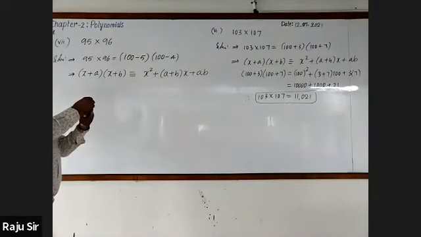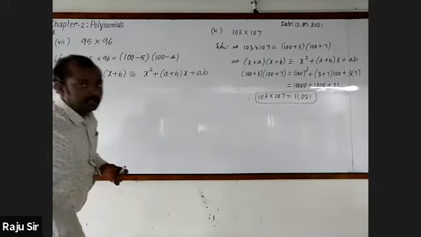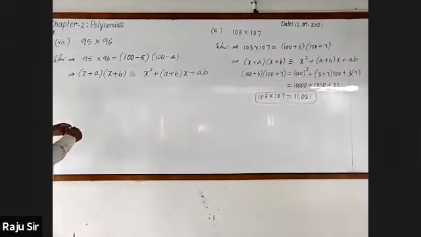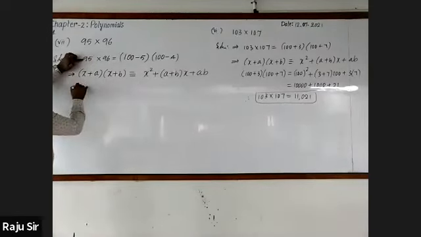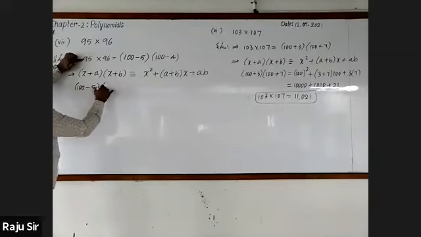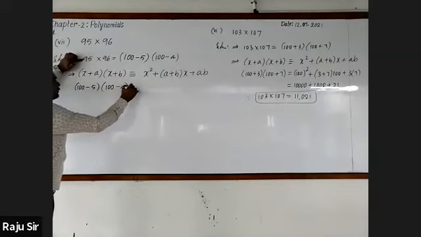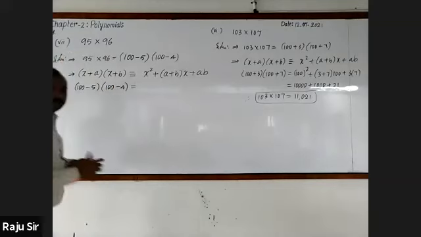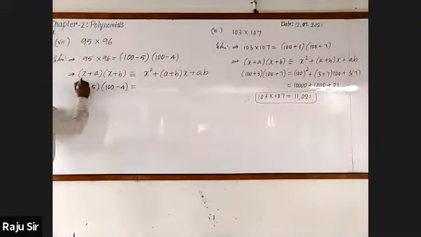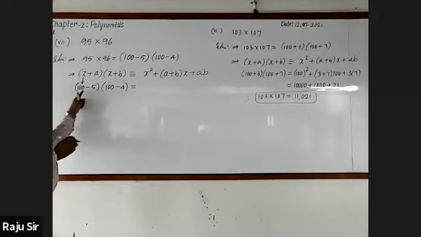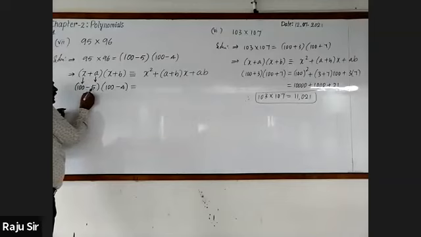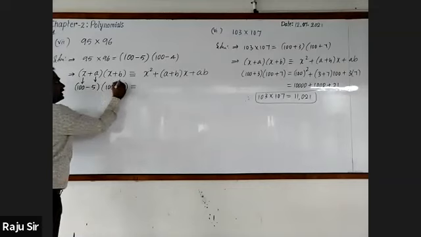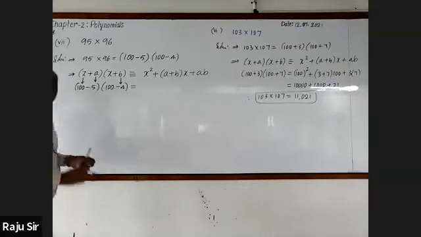Next, let us write the given statement, that is 95 into 96 as 100 minus 5 into 100 minus 4. Just observe here. In place of x, 100 is there. In place of a, please notice that here we have minus 5. In place of b, minus 4.